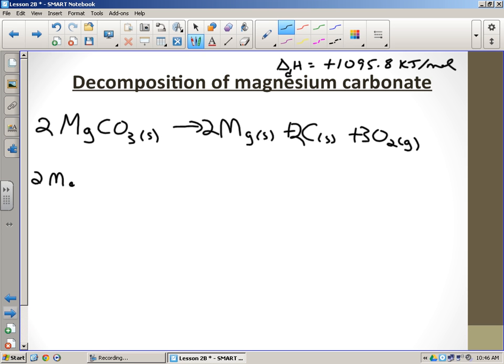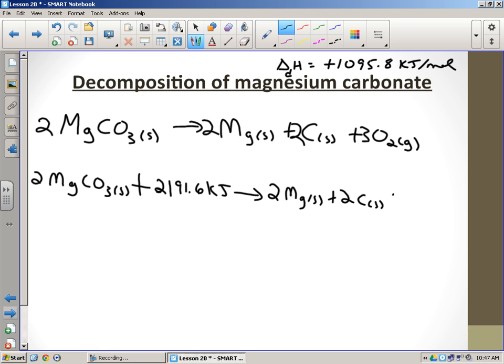So 2 magnesium carbonates. And not 1095 though, because remember that's per mole. We're doing 2 moles here, so twice as much, right? So what is that? Somebody help me out here. 21, what, sorry? Thank you. Kilojoules, okay? 2,191.6 kilojoules will give me 2 magnesiums, 2 carbons, and 3 oxygens.